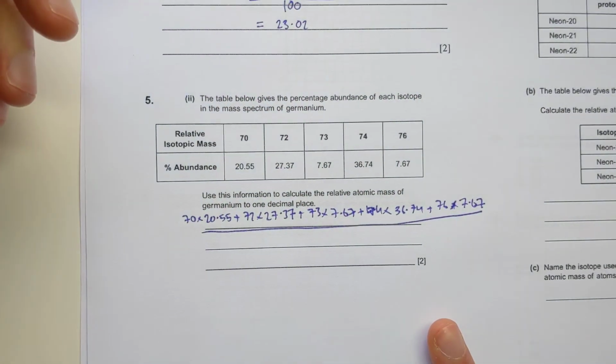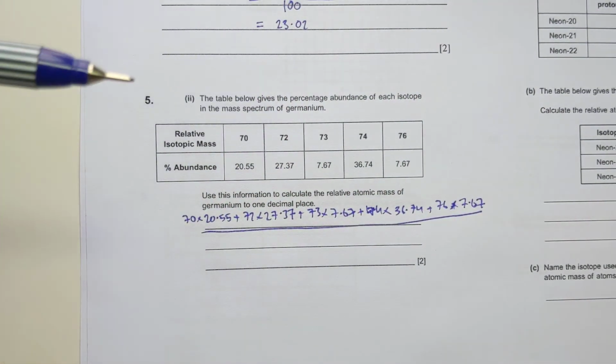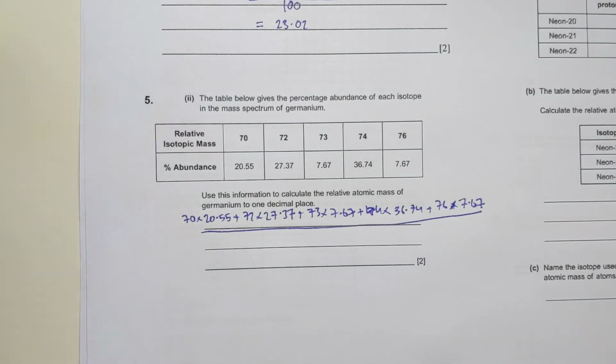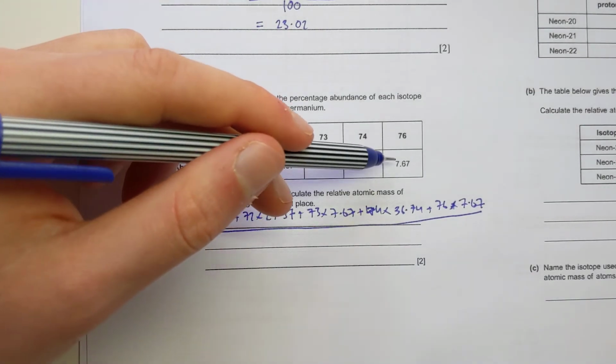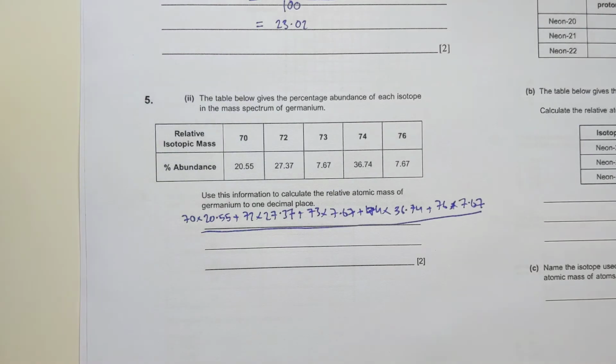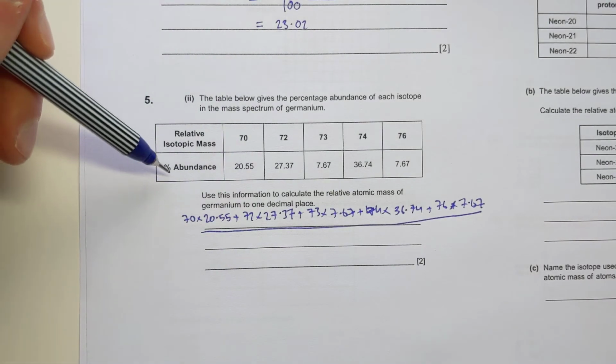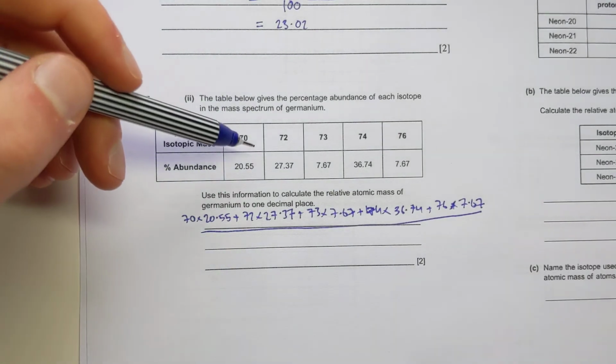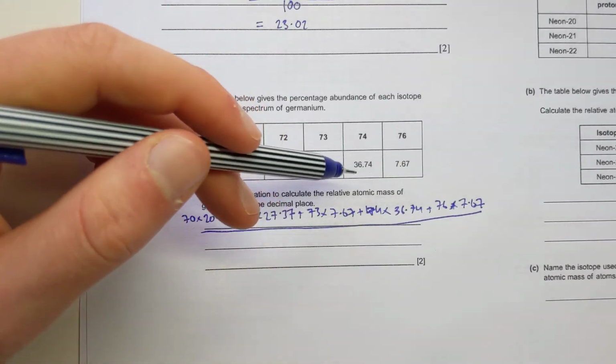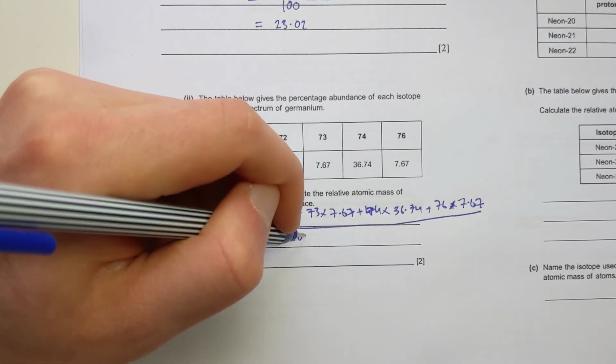Now I have to be really careful here. They can try and trick you out here. Sometimes the abundance doesn't actually add up to 100 if not percentages. So they could do a sneaky one where this actually adds up to 90, for example, and you divide by 90 instead. However, this is percentages, so it should add up to 100. And if I check these numbers, I can just add them up together. I do actually get 100. So I'm going to divide by 100 here.